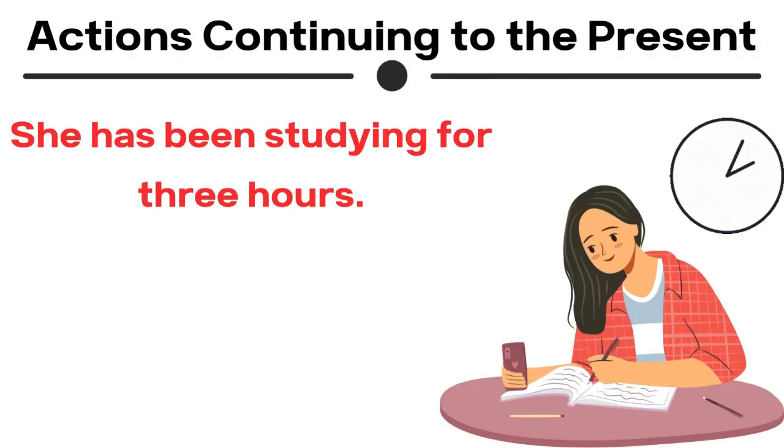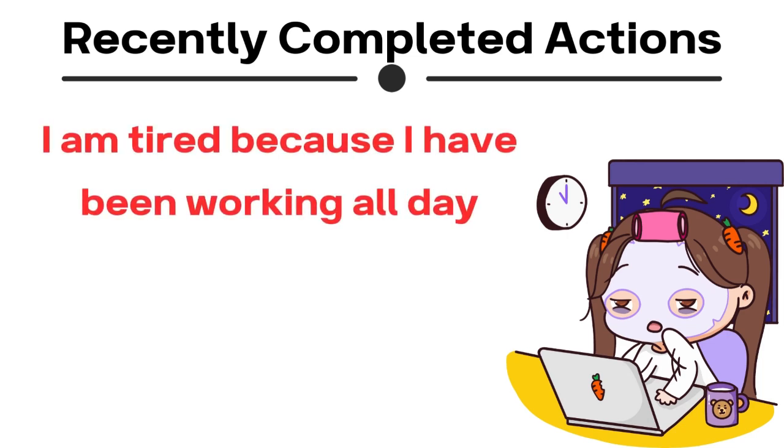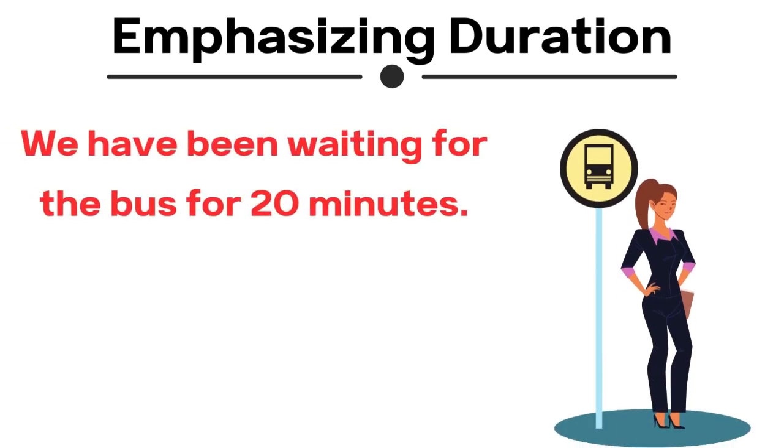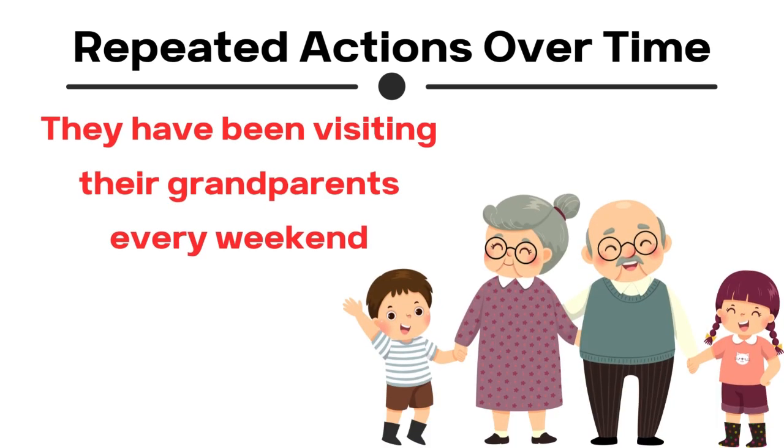Examples: actions continuing to the present. She has been studying for 3 hours. Recently completed actions. I am tired because I have been working all day. Emphasizing duration. We have been waiting for the bus for 20 minutes. Repeated actions over time. They have been visiting their grandparents every weekend.